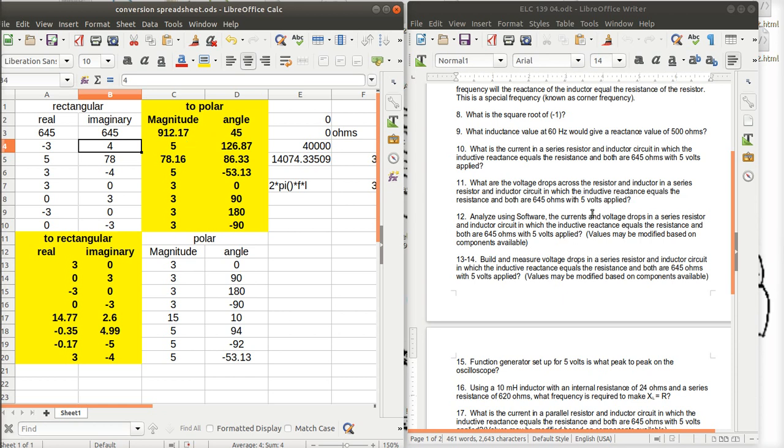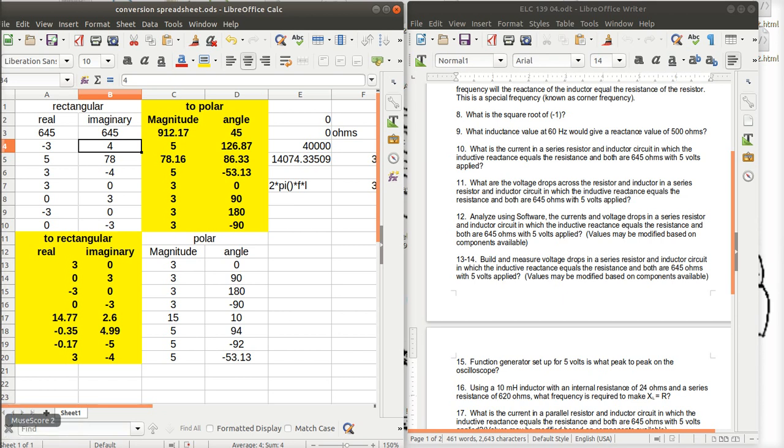So if I take 5, angle 0, because voltage has a reference angle of 0, and divide by 912, angle 45, I will get the current flow. It's just Ohm's law. We're just now using complex numbers. Analyze using software the currents and voltage drops in a series resistor and inductor circuit in which the inductive reactance equals the resistance and both are 645 with 5 volts applied. Okay? So I want to know the currents and the voltage drops. Well, we've got to go back into Spice for that, right?